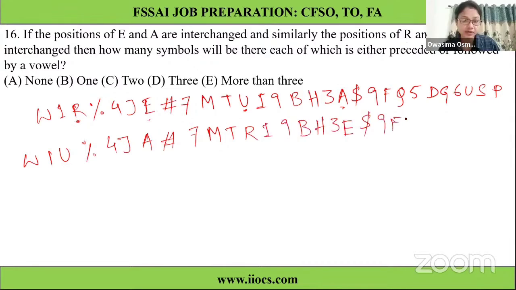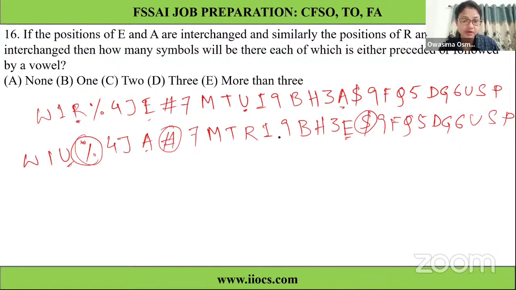And they are asked how many symbols will be there, each of which is either preceded or followed by a vowel. Either preceded or followed by a vowel. How many symbols? This is a symbol preceded by a vowel. Next, this is a symbol preceded by a vowel. This is a symbol preceded by a vowel. And no other symbol is preceded by a vowel.